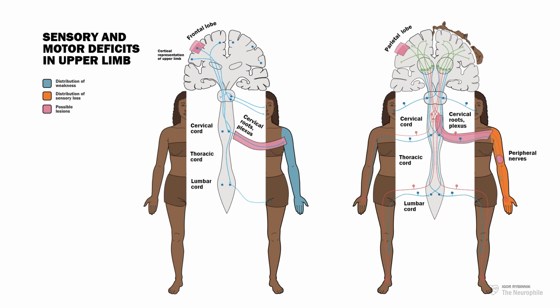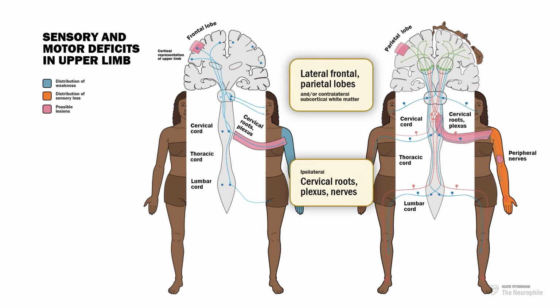Anyway, hopefully I convinced you that in our case, the lesion is either in the lateral frontoparietal lobe or the ipsilateral cervical roots, plexus, or nerves of the arm. So which is it? Right. It has to be a peripheral lesion because there are signs of lower motor neuron dysfunction, decreased reflexes, and dermatomal distribution of sensory loss.